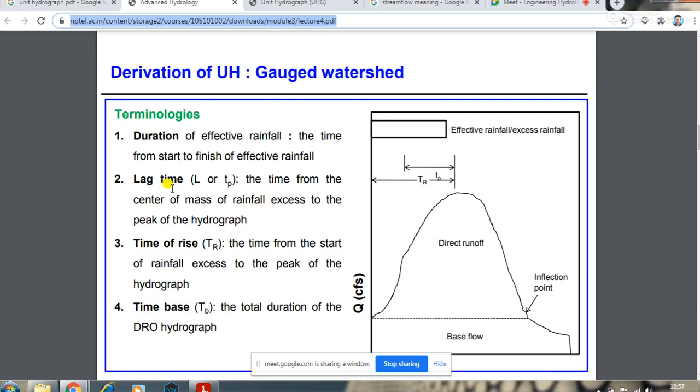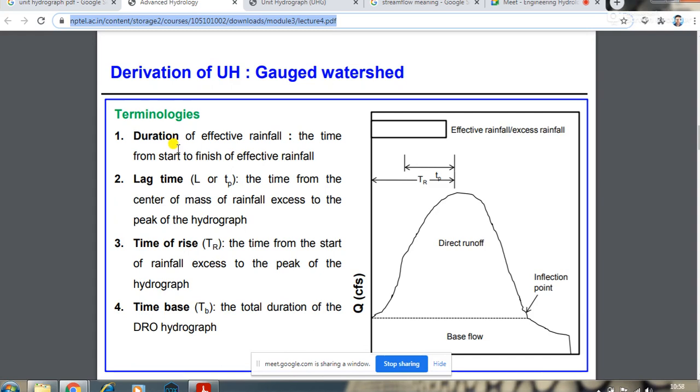So first one is definitely your duration. I guess you can understand this particular thing, what is the meaning of the duration. You are all aware of that. It is the time from start to finish of effective rainfall. Now there is another term, effective rainfall. We will try to understand later on. What is your effective rainfall? Because that is also required.